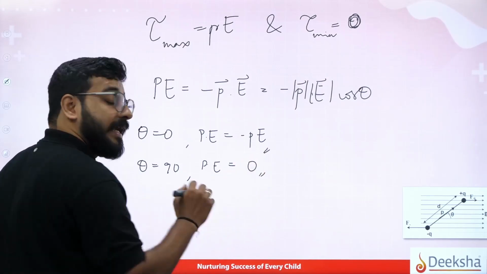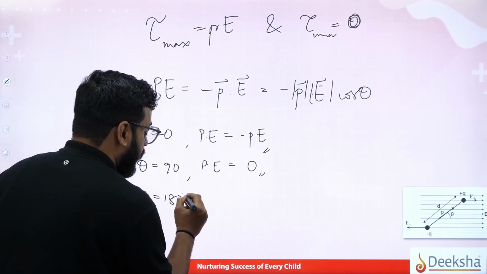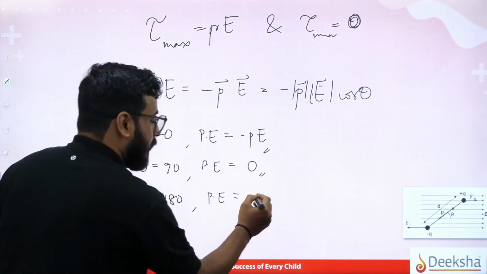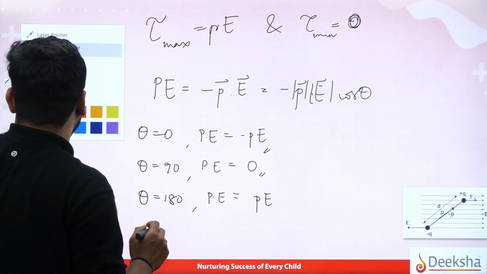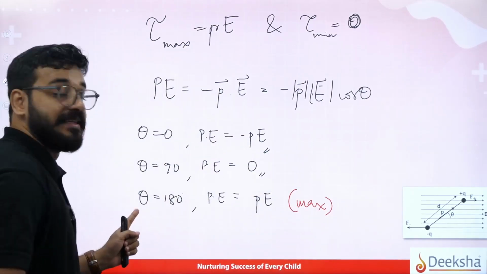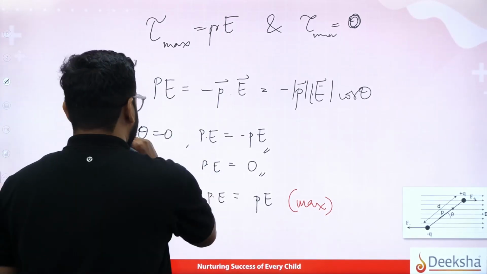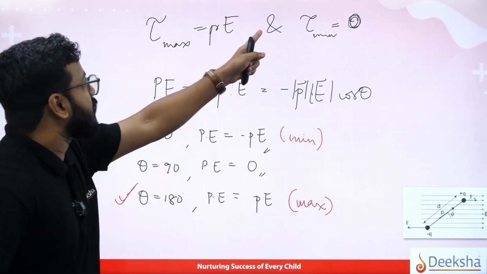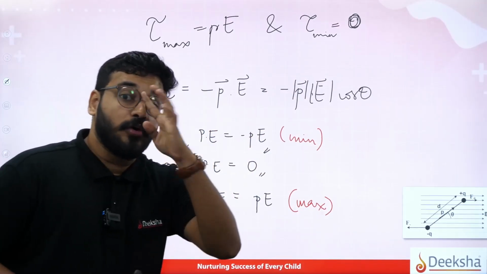But that's not it. What if theta is 180 degrees? The potential energy will become minus of minus PE, it will become plus PE. So the maximum potential energy is when theta is 180 degrees, and the minimum, negative value is when theta is equal to 0. So the maximum and minimum in case of torque are not the same as in potential energy. Please keep in mind.